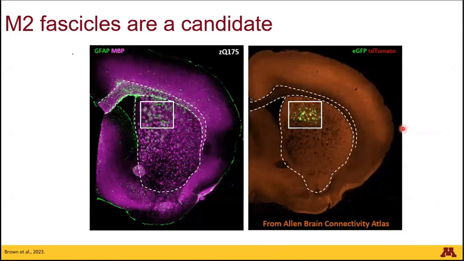But then we looked at M2. M2 is the secondary motor area in rodents. And I have my image on the left here with the region of high GFAP positive astrocyte accumulation boxed. And then on the right, I have an image from an Allen Brain Connectivity Atlas experiment that shows anterograde tracing from M2 passes through the very same region.